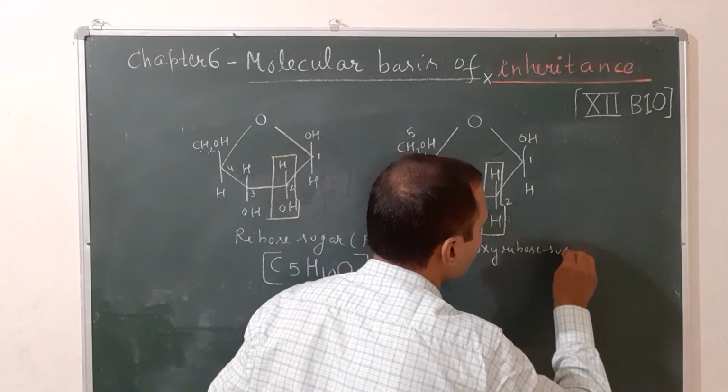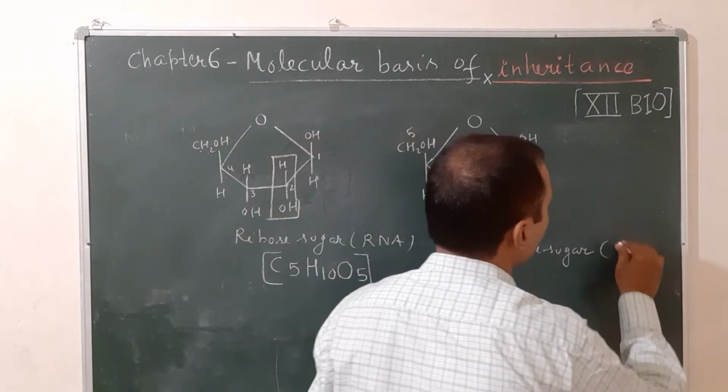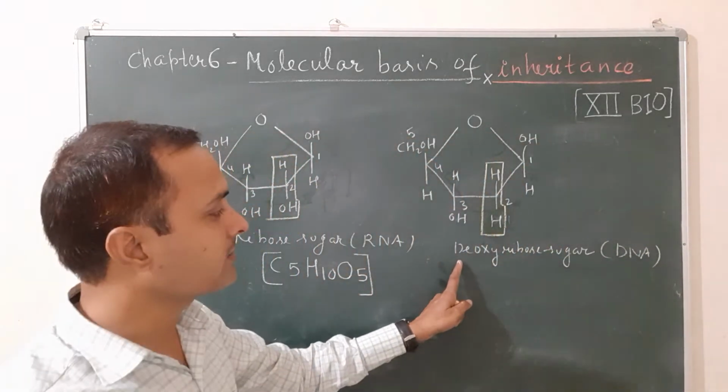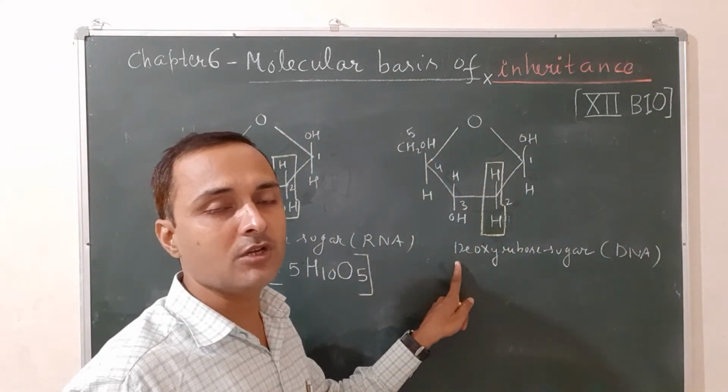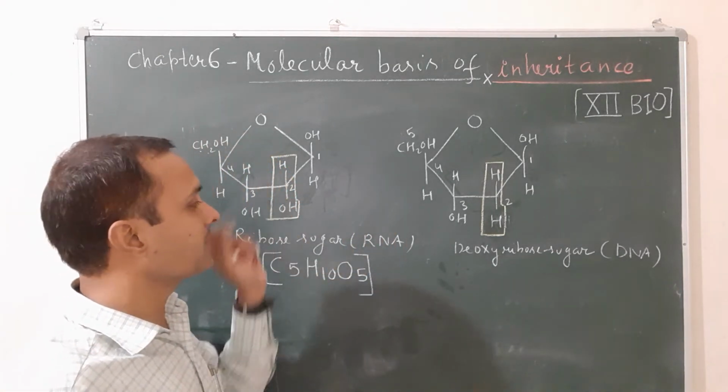Deoxyribose sugar. Okay? And it is found in DNA. When you will see the structure of DNA, you will find that this type of sugar is present. But when you will draw the structure of ribose sugar, you will find that this type of sugar is present.